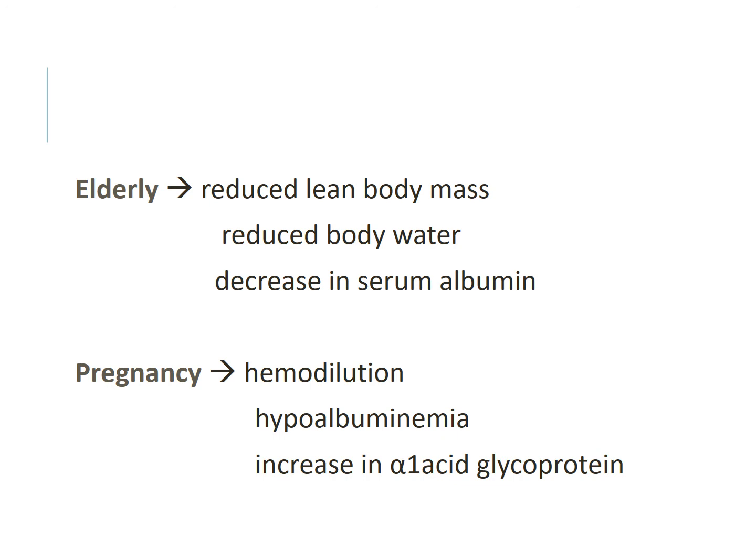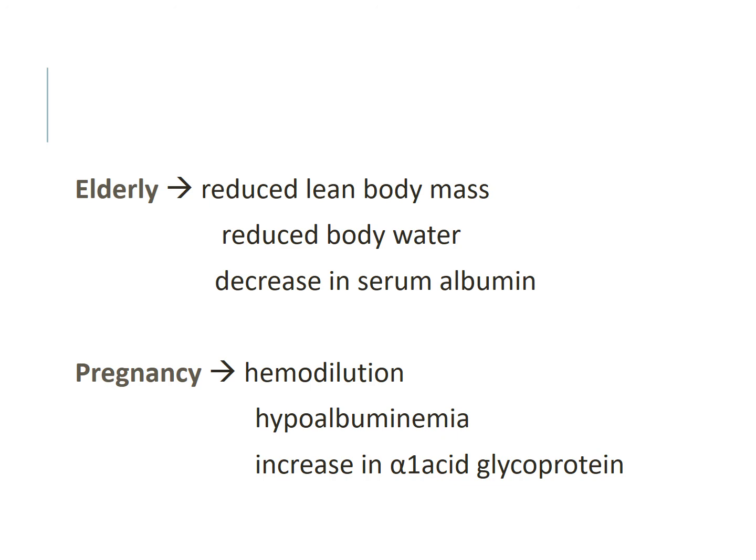In the elderly, there will already be reduced body mass, reduced body water, and decreased serum albumin. So all these changes will be seen. That means we have to consider the age of the patient when we administer a drug. In the elderly, usually we reduce the dose of the majority of drugs, because the body mass will be less, the water content will be less, and the serum albumin will also be less. So there is a high chance for toxicities.